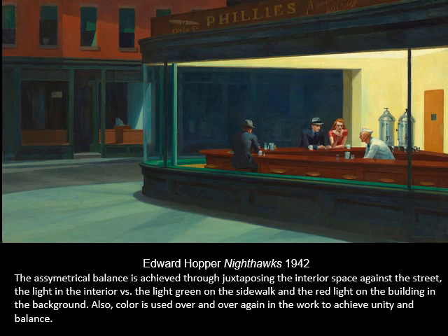This is an example of asymmetrical balance. What balances the work are some other things, but definitely both sides don't look like mirror images of each other. That bright white and yellow on the inside of the restaurant is counterbalanced against that lime green of the sidewalk and that sharp red of the back wall of that building across the street. All of those things create that sort of balance.